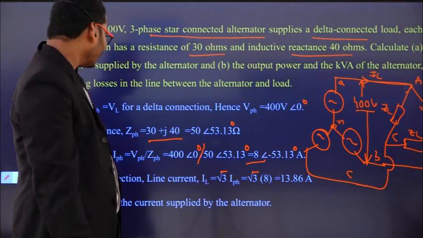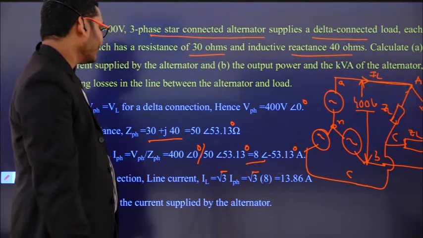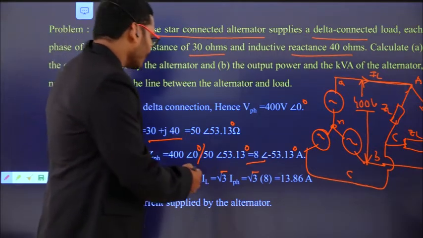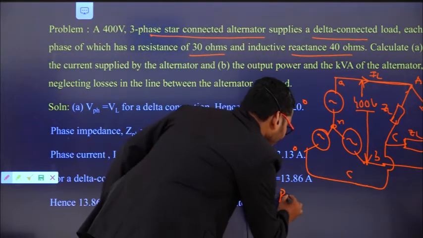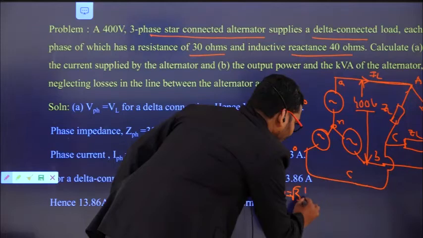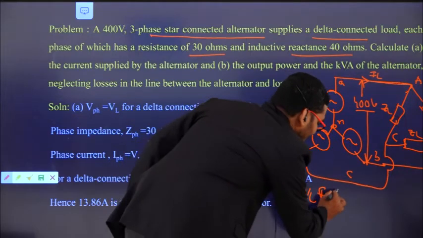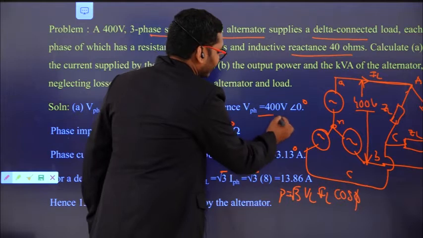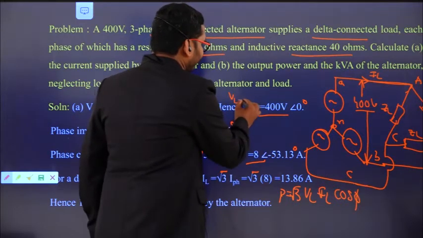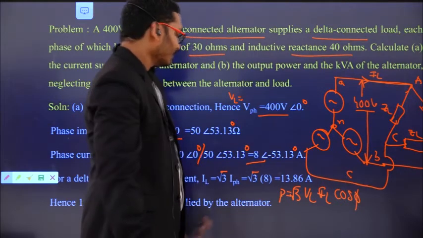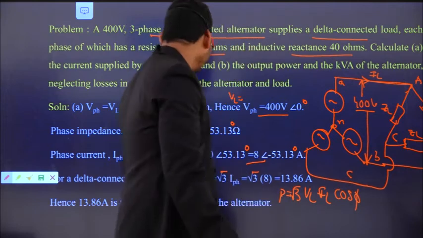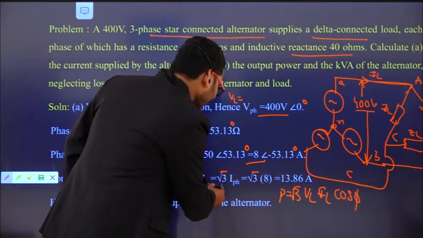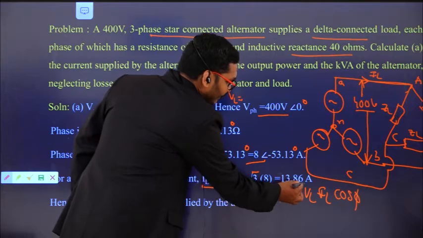To find the output power, what is required? You already know: power equals √3 times VL IL cos phi. VL equals V phase, which is 400 volts. IL we just found, equal to √3 times I phase, which is 13.86.